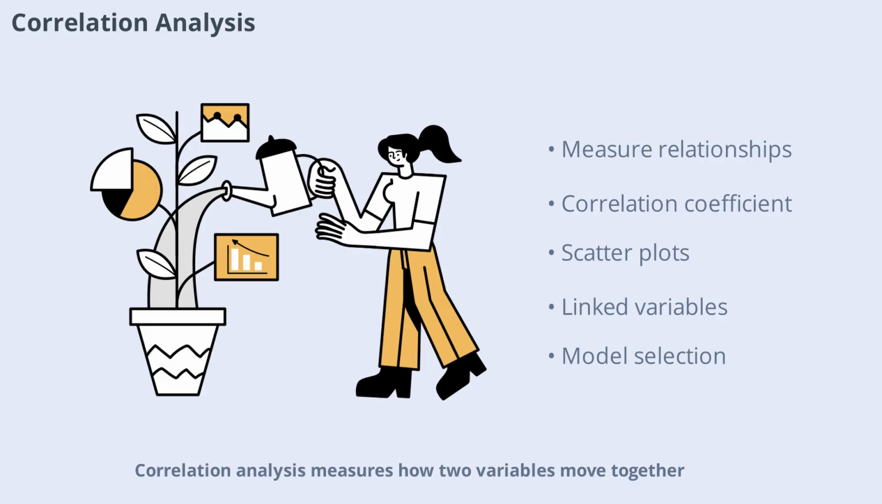Correlation analysis measures how two variables move together. A strong correlation means changes in one variable are linked to changes in another. EDA uses correlation coefficients and scatter plots to reveal these relationships, helping us decide which variables to include in models.